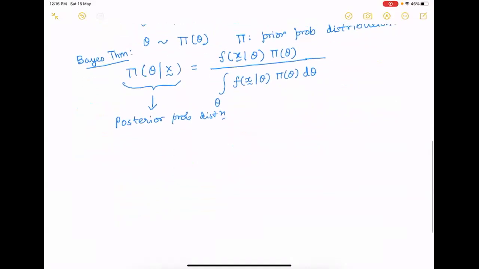So the idea is I have some idea about theta, which is called the prior probability distribution. This is my prior probability distribution over theta. Now I observe x tilde. As soon as I observe x tilde, I update my probability distribution over theta, and suppose it turns out something like that.